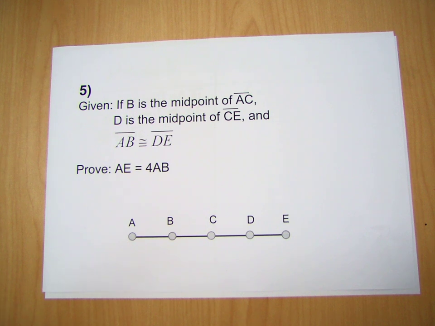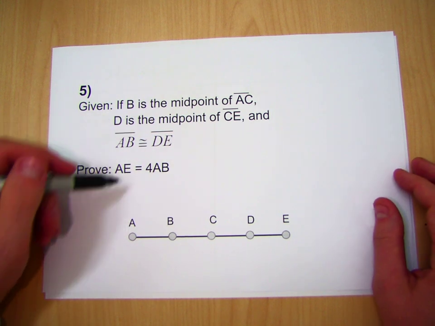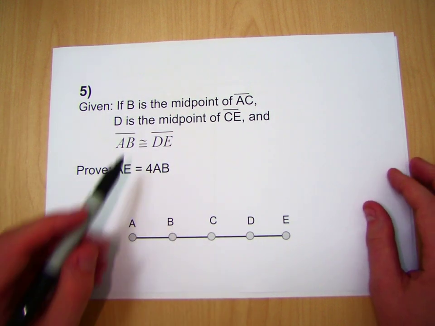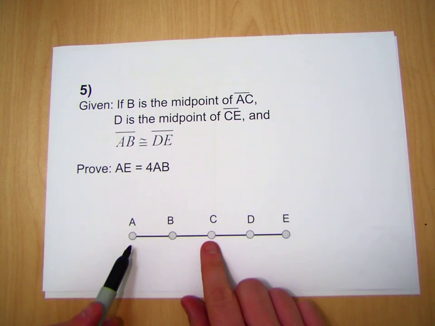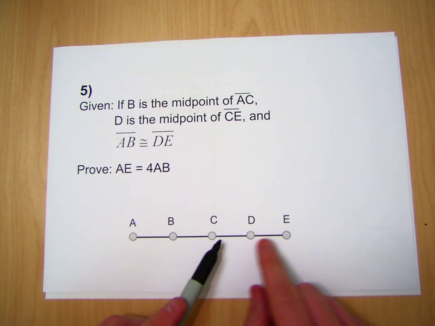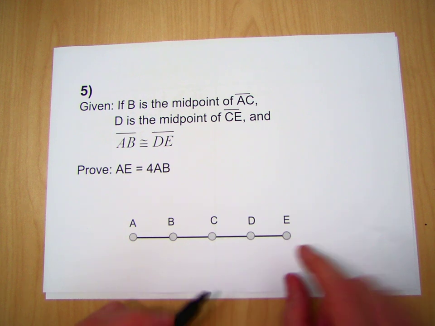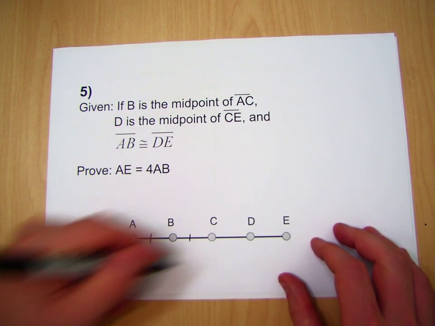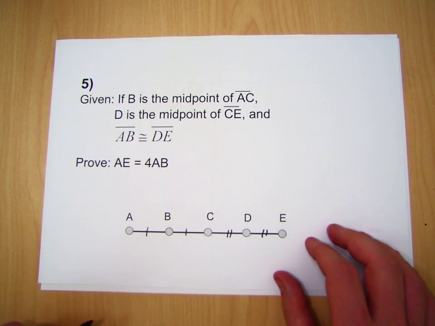All right, the last one here is a little complicated. You've got a bunch of little segments. But essentially what they say is B is the midpoint of AC and D is the midpoint of CE. So we know they're going to cut these two in half. In other words, we already know that these two are the same and these two are the same.